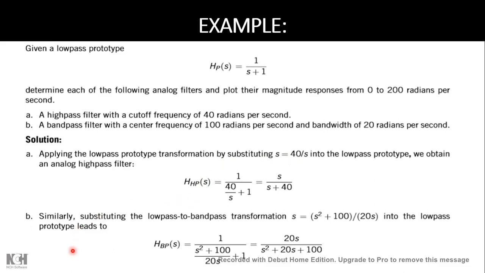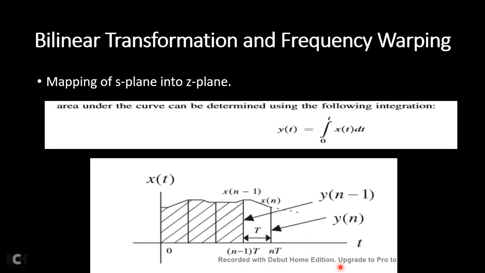And the second part is to get a band pass filter. We will apply the band pass filter specification, that is the prototype formula, by putting the value of omega and S square. We will get 20S divided by S square plus 20S plus 100.